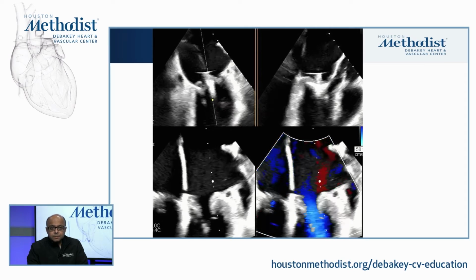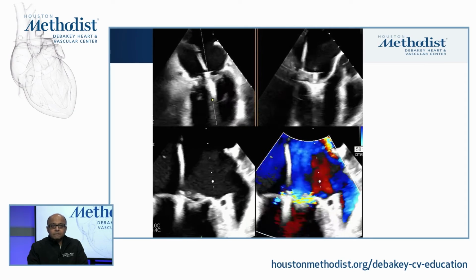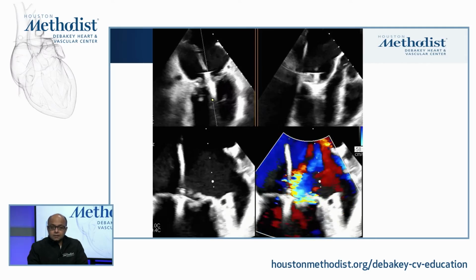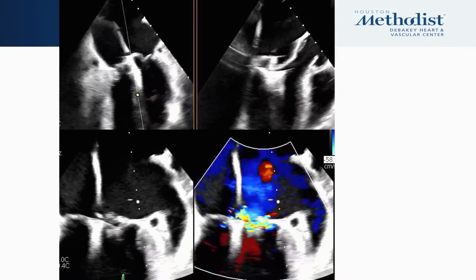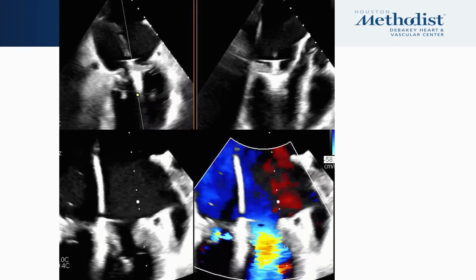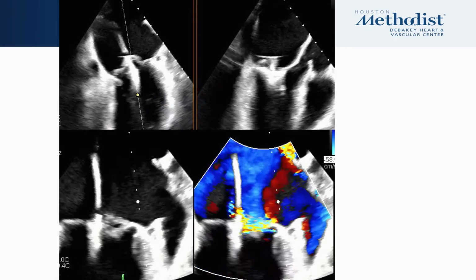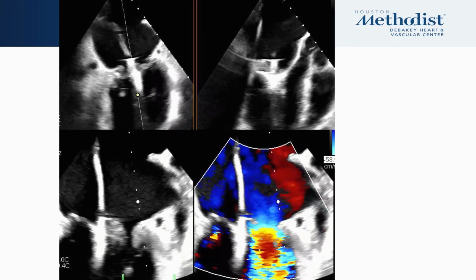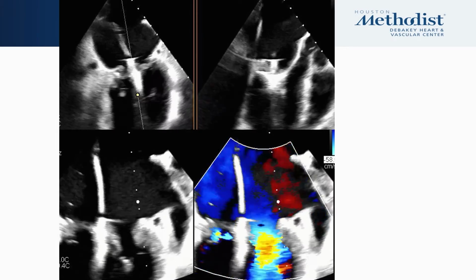So here's the grasping. You can see on the top the clip is in the middle of the valve, right in the A2P2 scallop region. And on the top right, you can see the anterior leaflet sitting nicely on the clip arm, and so is the posterior leaflet, and we are ready to drop the grippers and do the grasp.